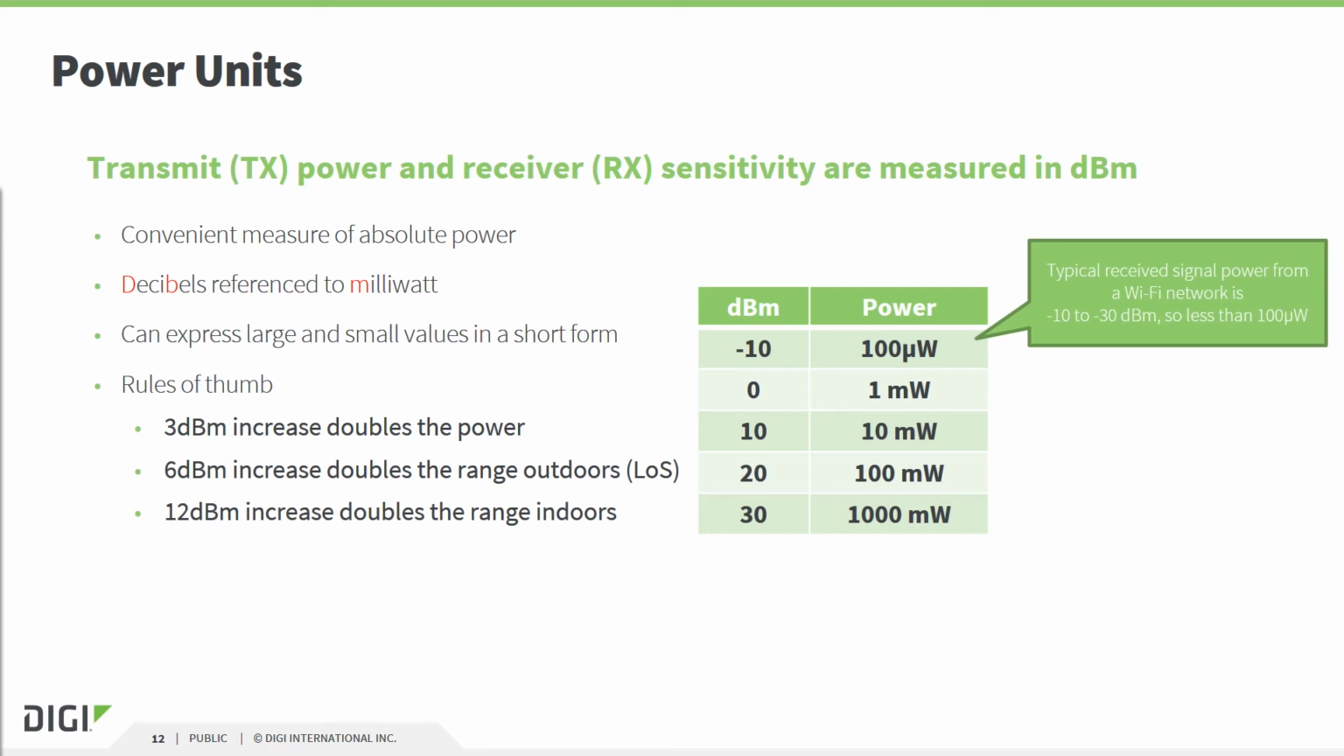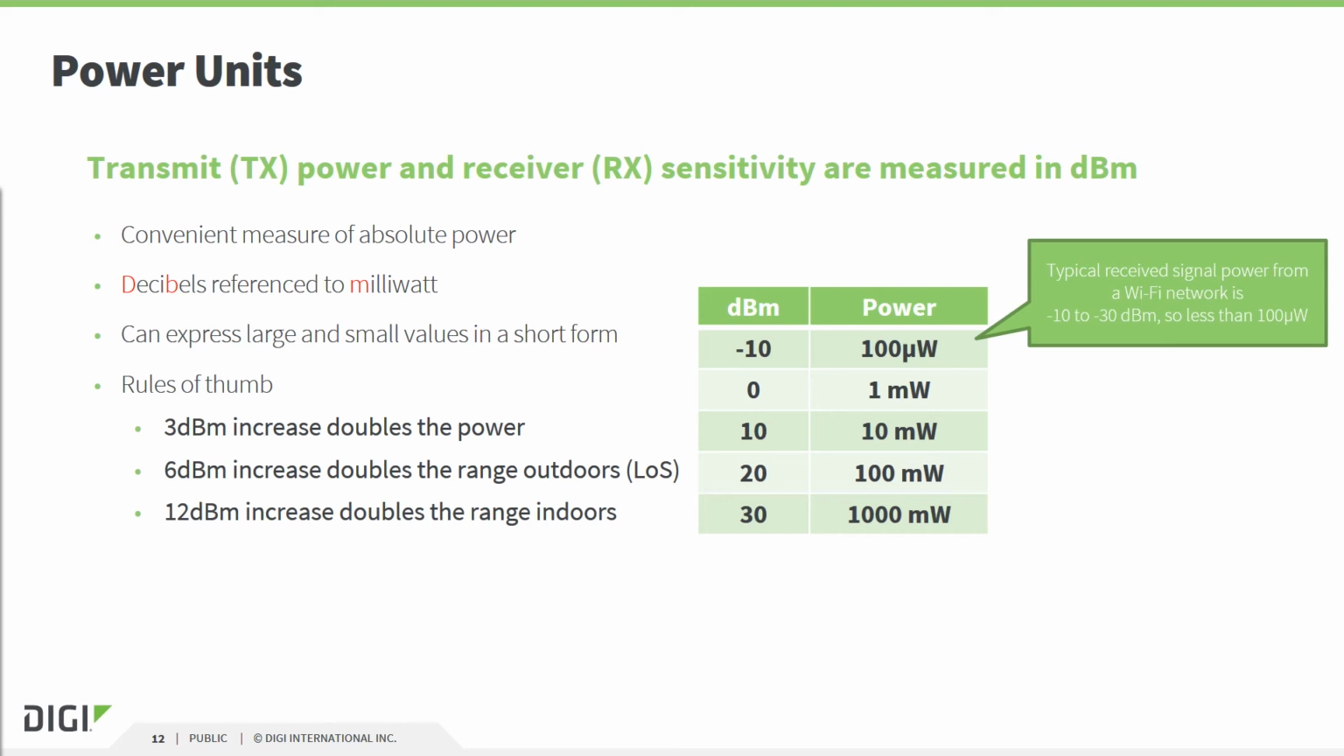There are a few rules of thumb for the relationship between power and range. A 3 dBm increase doubles the power. A 6 dBm increase doubles the range outdoors with a free Fresnel zone, and the last one is that a 12 dBm increase doubles the range indoors.